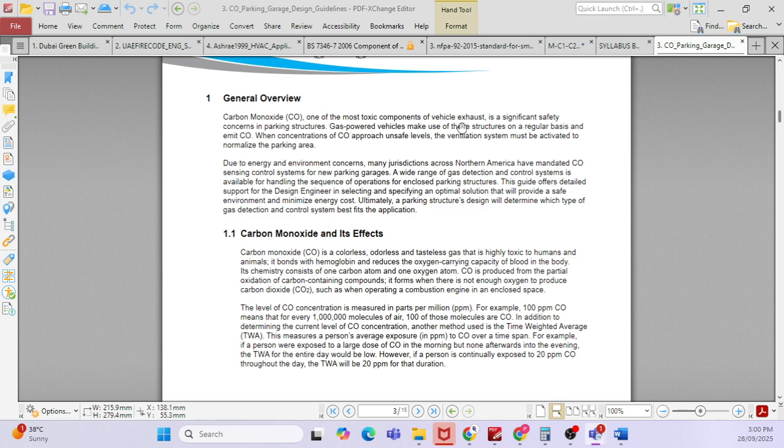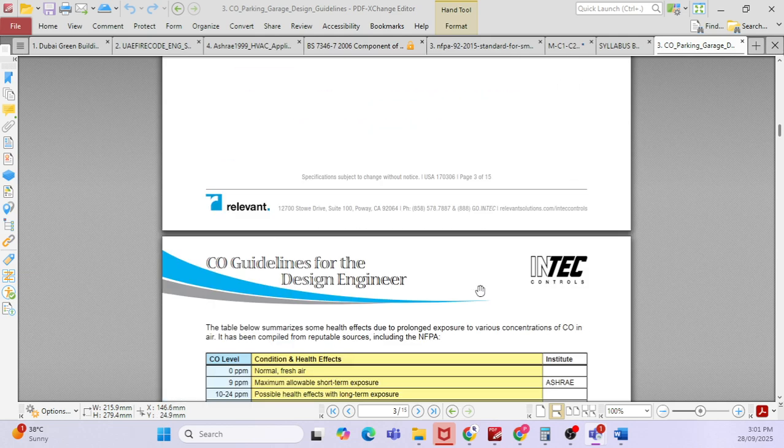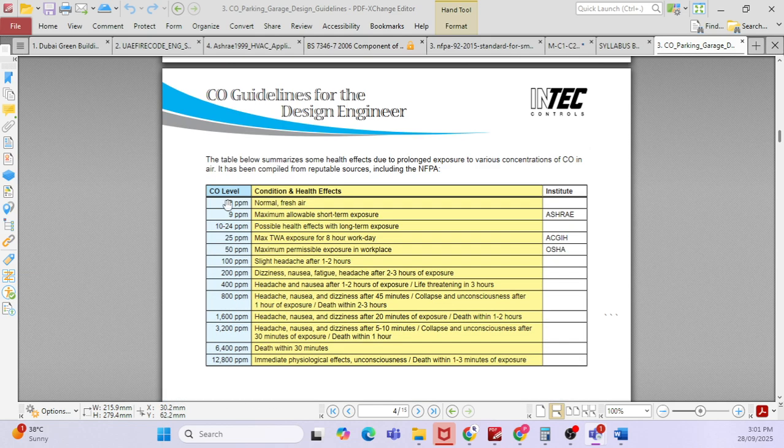Say, for example, if you talk about a battery room, whenever you charge or discharge the battery, there is hydrogen emission. Similarly, for the vehicle, you have carbon monoxide emission. If the carbon monoxide exceeds a certain level, you have a problem, right? If you read this guideline, you will understand the effect if your CO level increases. So that is the guideline here.